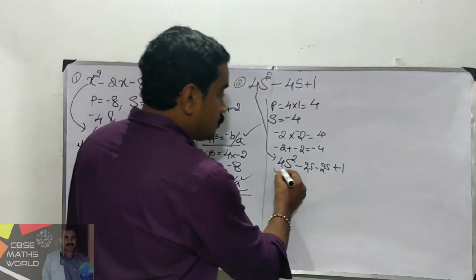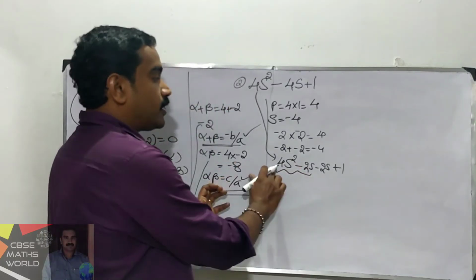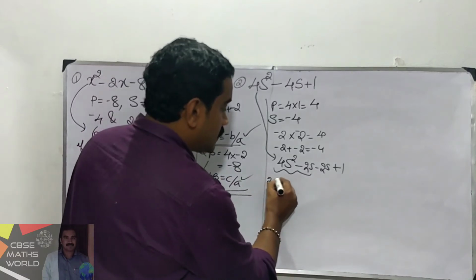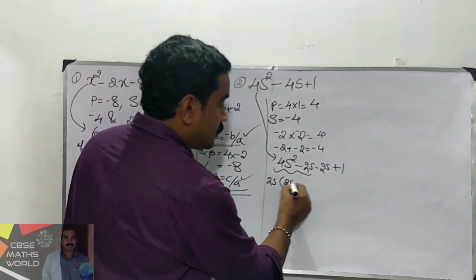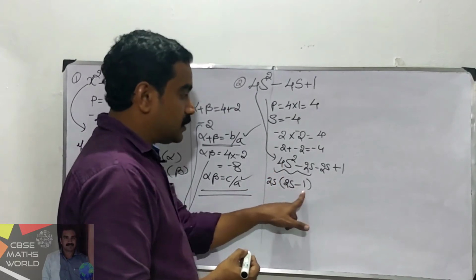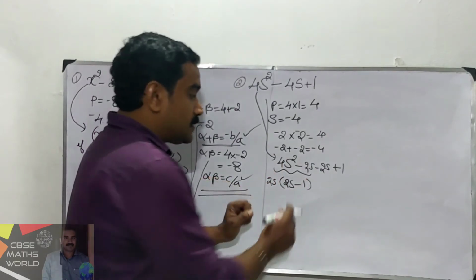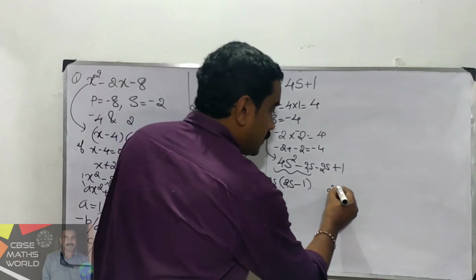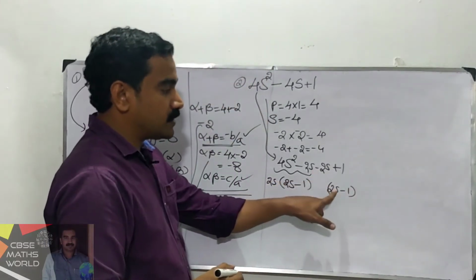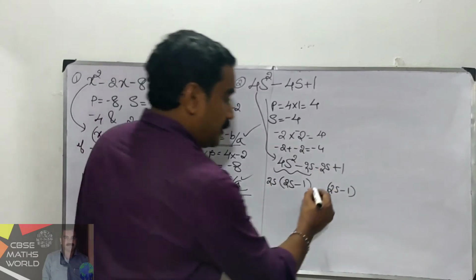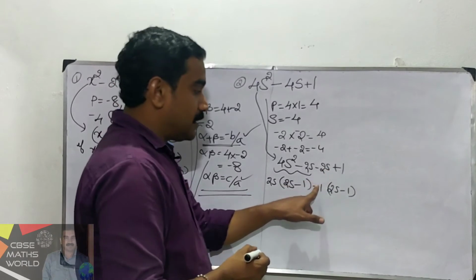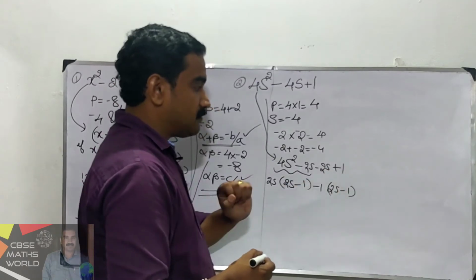From the first two terms, what is common? 4s square minus 2s. What is common? 2s is the common. So take 2s. What is remaining? 2s minus 1. Check 2s into 2s, 4s square. 2s into minus 1, minus 2s. Repeat the same bracket, 2s minus 1. And check the third term. What is the third term here? Minus 2s. 2s into what is minus 2s? Minus 1. Now it's okay. Minus 1 into 2s, minus 2s. Minus 1 into minus 1, plus 1.